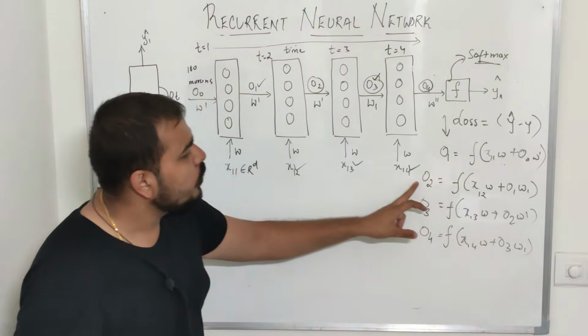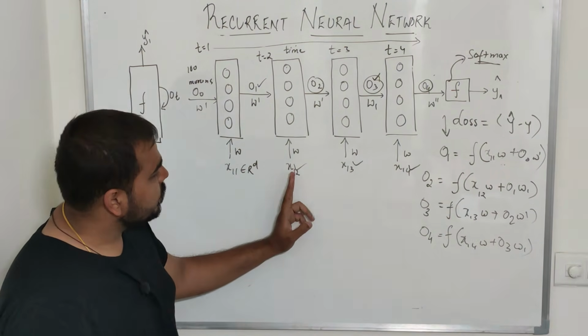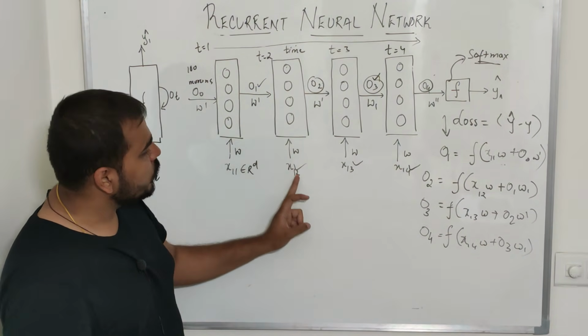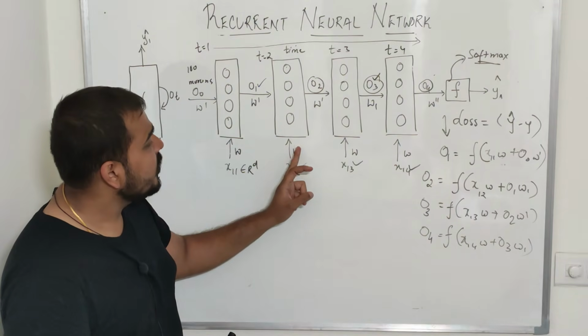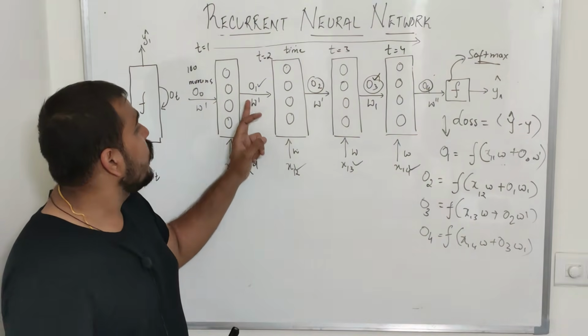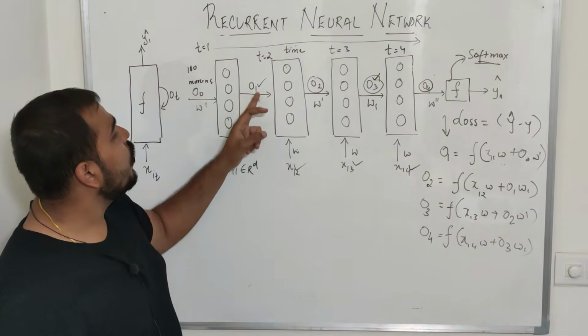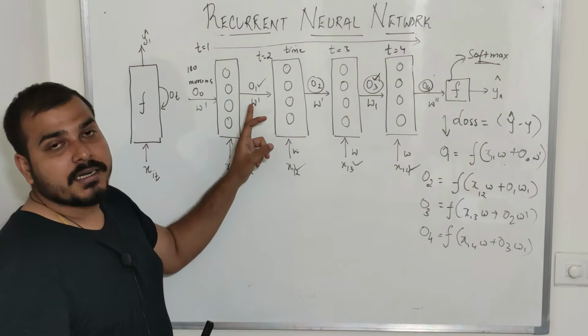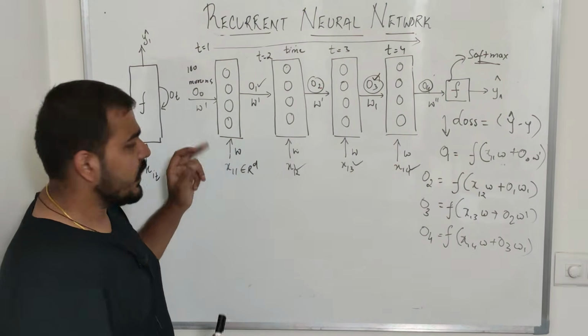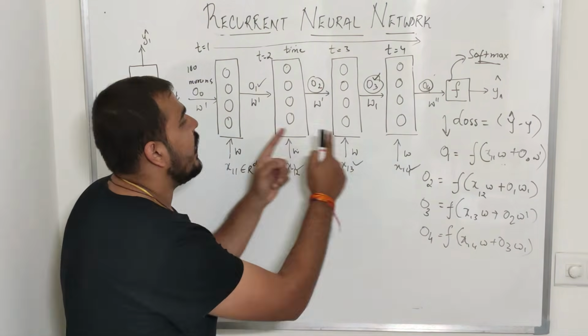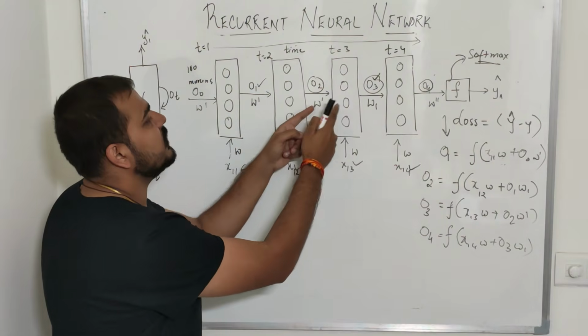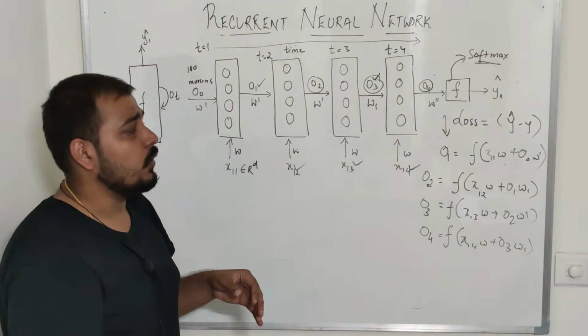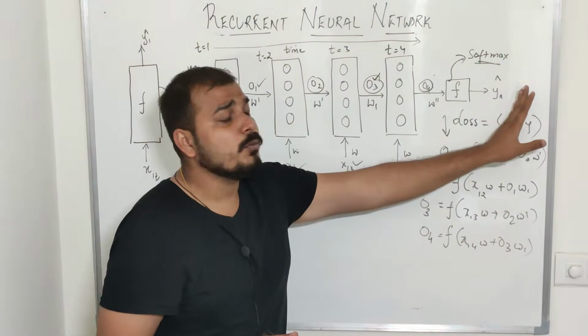After this, for O2, I'll have the other word at t is equal to 2, which is transferred over here and a weight is assigned. Again there is the multiplication of O1 with the new weight w dash, which will be similar to this. All these weights are the same, and for the output that is calculated as well. Finally, we get our output y hat.